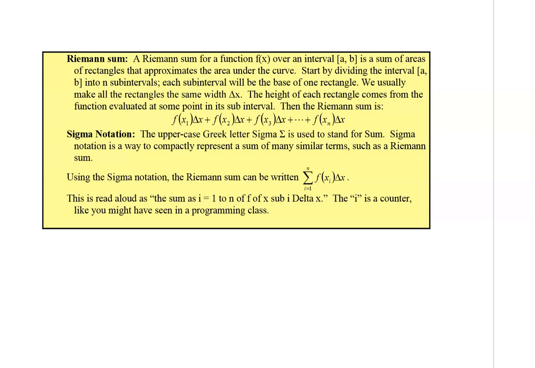So here's a nice block from your textbook. It says a Riemann sum for a function over an interval is a sum of areas of rectangles that approximates the area under the curve. You start by dividing the interval into little subintervals, and that's creating your rectangles.